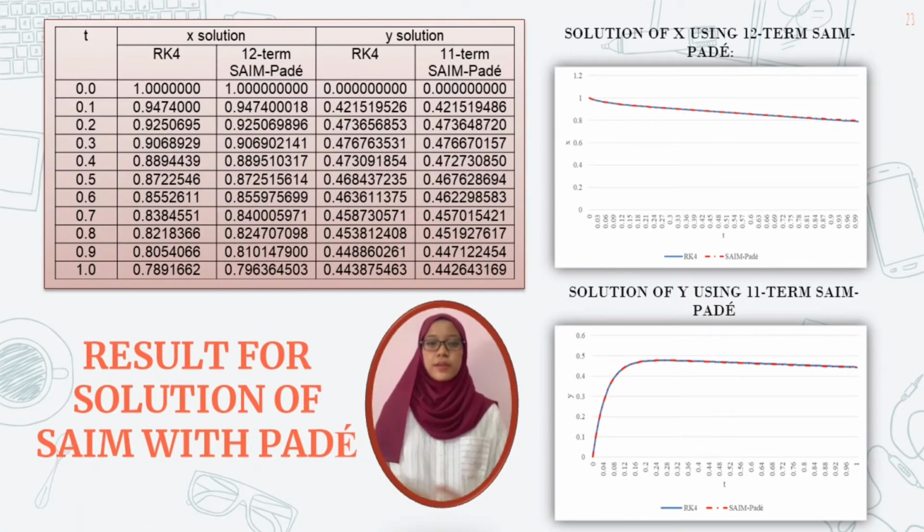Padé approximation is applied to the solution of SAIM to converge the solution. This table shows the results of SAIM with Padé for parameters x and y. The results are compared to the solution of the Runge-Kutta method. The first figure shows the comparison between the solution of x by using the Runge-Kutta method and by using 12 terms of SAIM-Padé. The second figure shows the comparison of the y solution using the Runge-Kutta method and using the 11th term of SAIM-Padé. It is observed that both results of parameters x and y match the Runge-Kutta method solution really well.